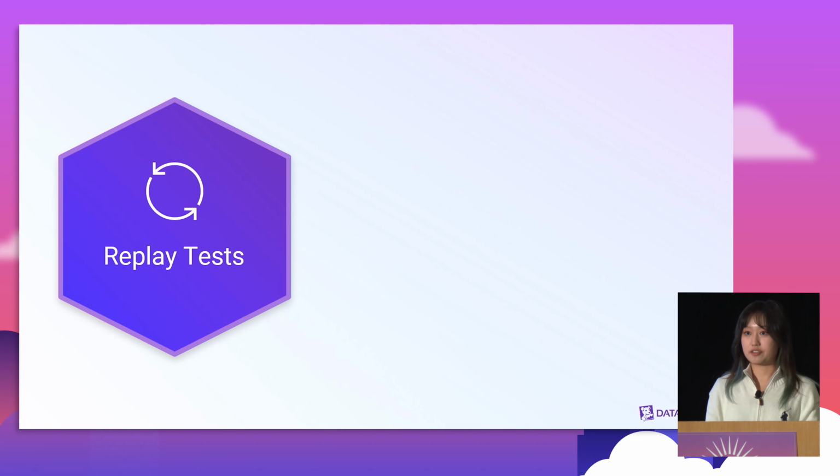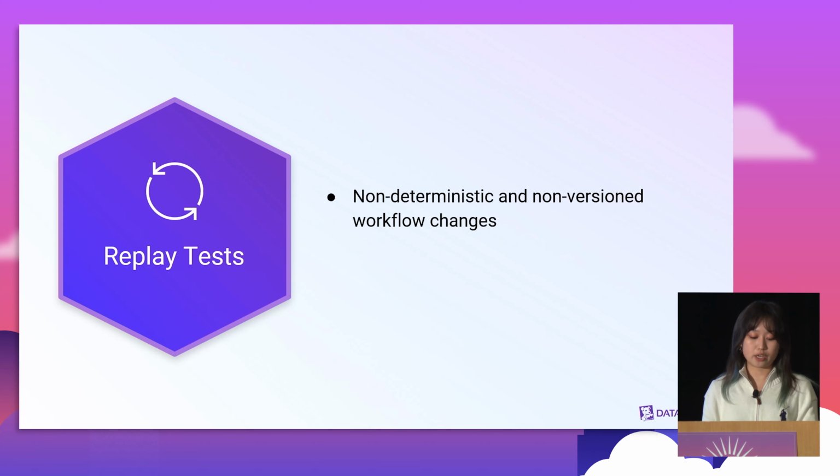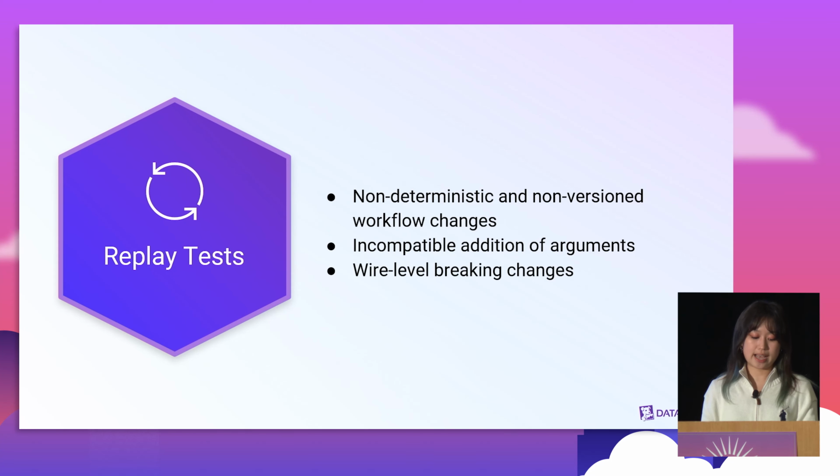Replay tests address the following types of breaking changes. They are able to detect some non-deterministic workflow code changes that are non-version gated, if the workflow history that you have downloaded is different. They can also detect incompatible additions of workflow activity arguments, and all wire-level breaking changes.